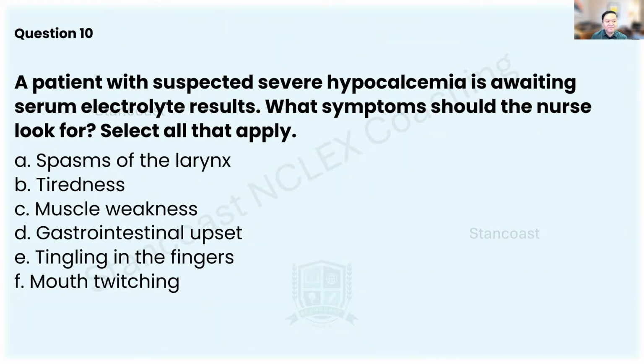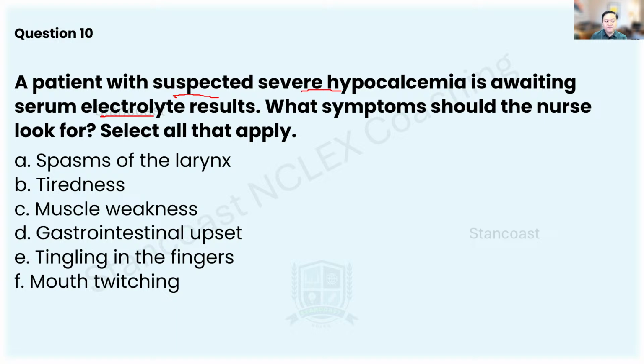Let's have number 10. A patient with suspected severe hypocalcemia is awaiting serum electrolyte results. You are still waiting for the lab results. What symptoms should the nurse look for? Select all that apply. Is it A, spasms of the larynx? Or is it B, tiredness? C, muscle weakness? D, gastrointestinal upset? E, tingling in the fingers? And letter F, mouth twitching.